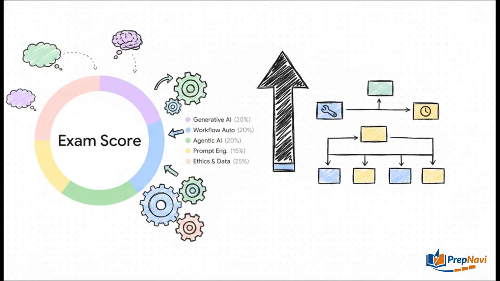And this breakdown shows us exactly where your focus needs to be. Notice that one specific 20% slice? We are focusing heavily on development and workflow automation, which carries a massive, massive weight on the exam. It basically shares the top spot right alongside generative AI and agentic AI. You simply cannot pass this exam without a deep fundamental understanding of how to automate and manage development pipelines.